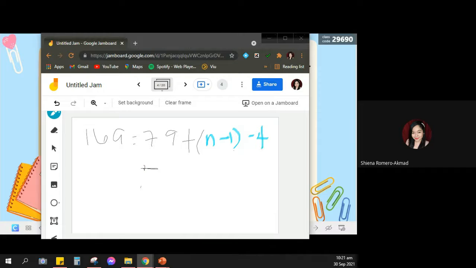16 plus 7. 16 ba to? 16 plus 7. 16. Wala, ang baba. 16 plus 7.